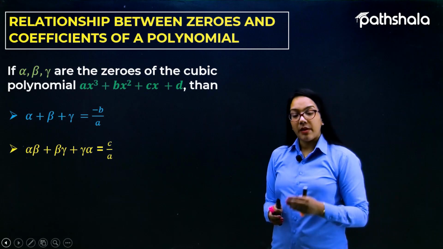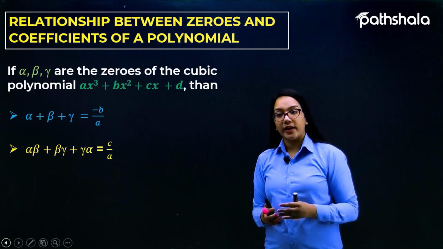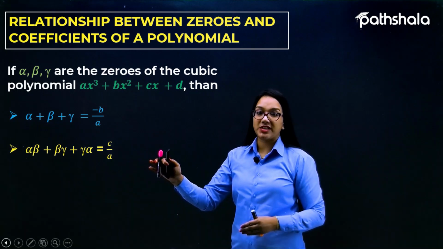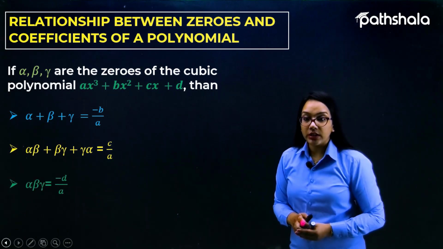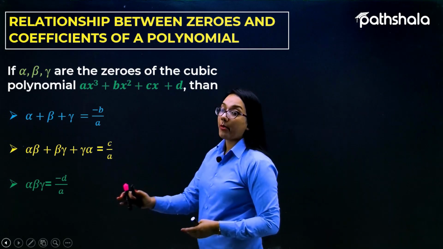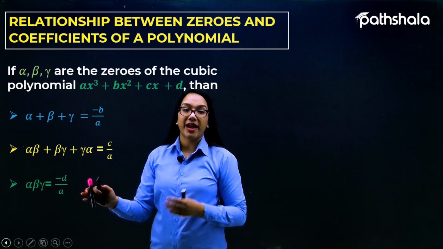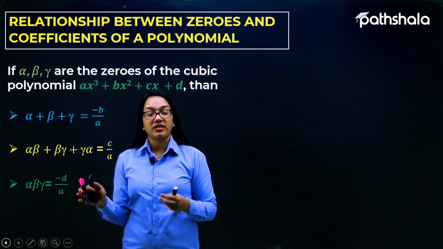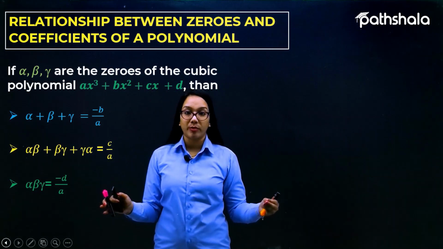Further, the sum of the products of the zeros taken two at a time, that is alpha into beta plus beta into gamma plus gamma into alpha, can be expressed as c by a. And the last one, the product of the zeros, that is alpha, beta and gamma, can be expressed as nothing but minus d by a. So this is nothing but the relationship between the zeros and the coefficients of a cubic polynomial.